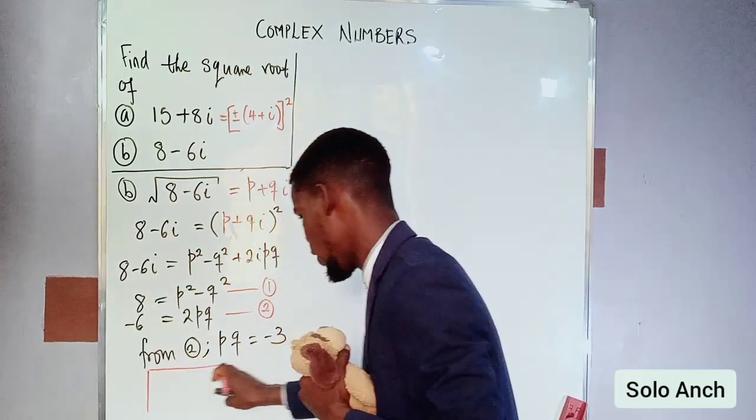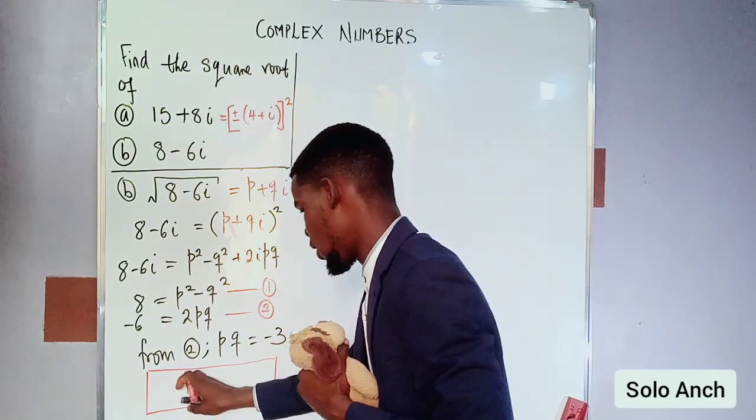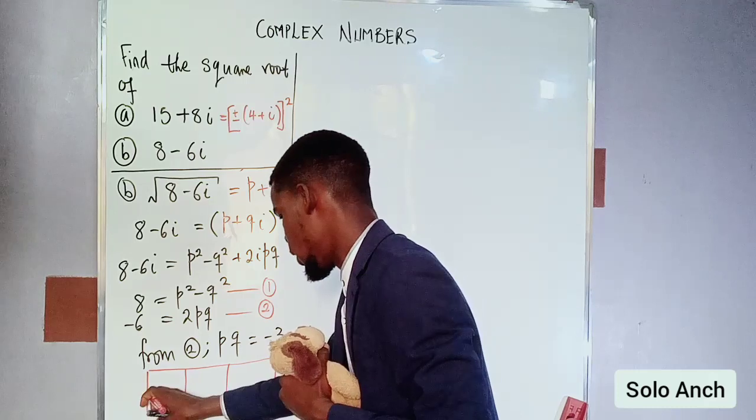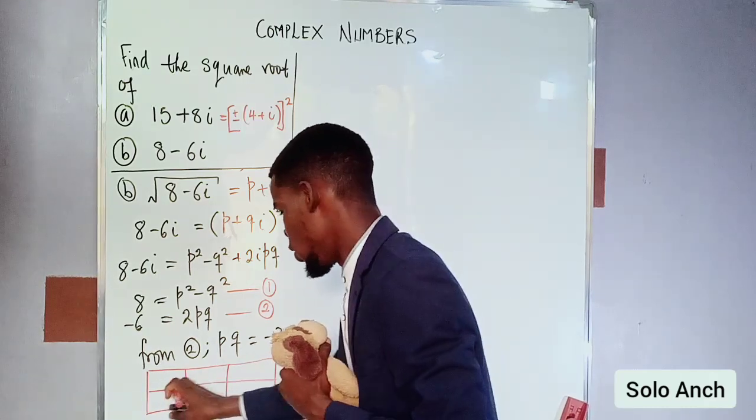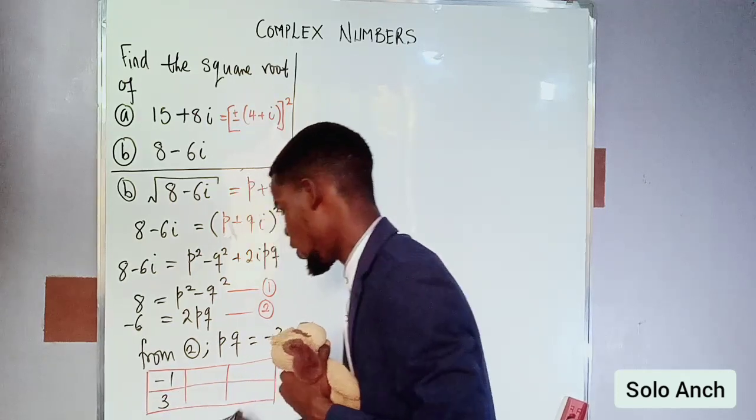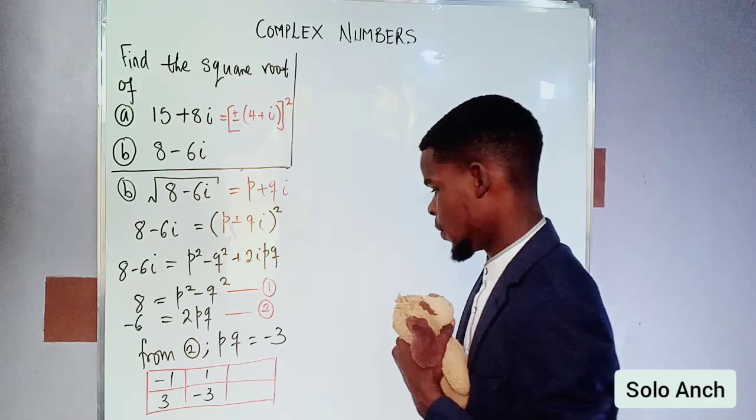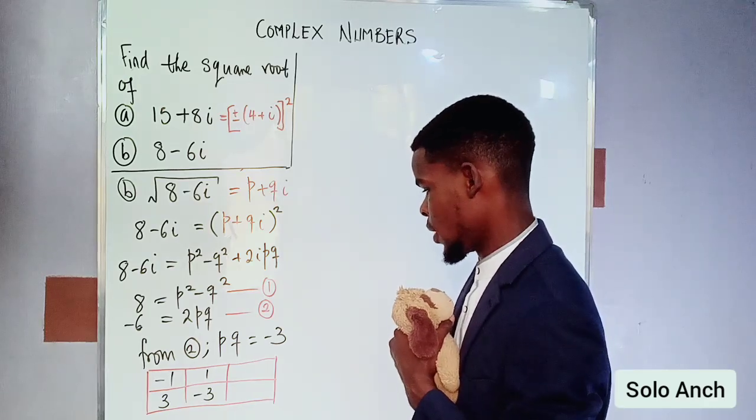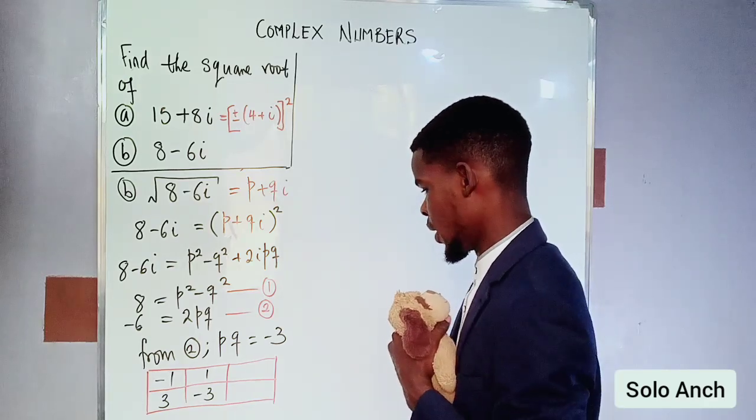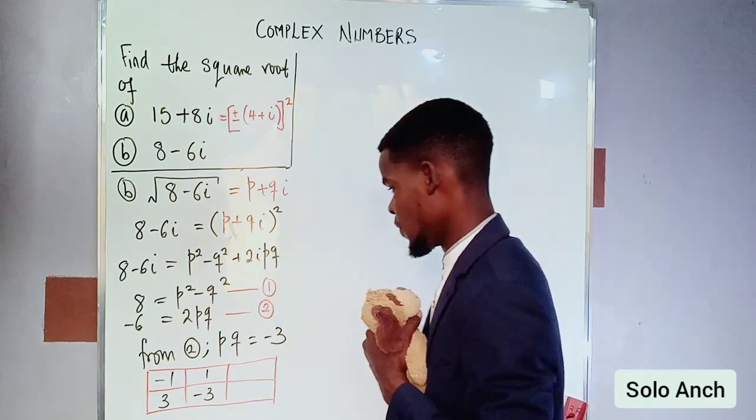And of course, let's check. Let's think about two numbers which when you multiply you get -3. You notice that you multiply -1 with 3, you get -3, and you multiply 1 with -3, you can also get -3. Good. So I think that's all. Those are the integers that we can get. This one will give us -3, and this one will give us -3.